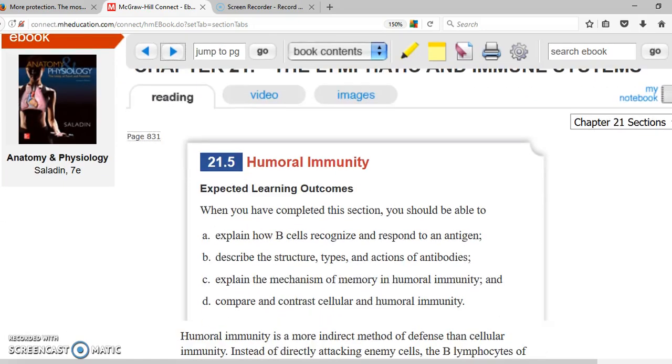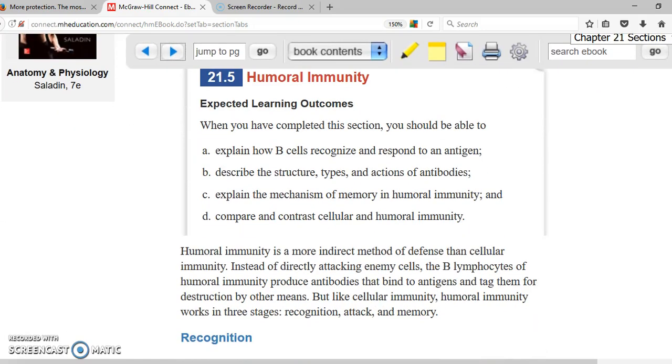Okay, the next topic is humoral immunity. Humoral immunity relates to antibodies. Every single time we talk about humoral is antibodies. So we said that there are two main types of cells, lymphocytes T and lymphocytes B. Lymphocytes T are mainly related to the cellular immunity. Lymphocytes B are related to the humoral immunity.